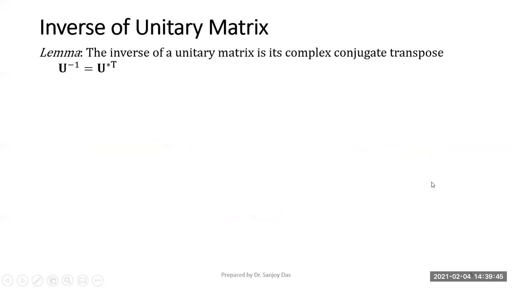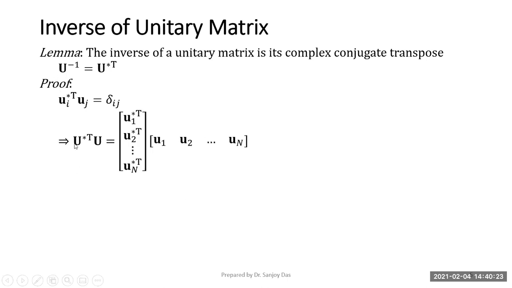So let's prove a few properties of unitary matrices. Lemma: the inverse of a unitary matrix is its complex conjugate transpose. In other words, U inverse equals U star transpose. Proof: we know from the definition of unitary matrices that Ui star transpose Uj equals delta ij, where Ui and Uj are the ith and jth columns of U. So the whole matrix U star transpose U.